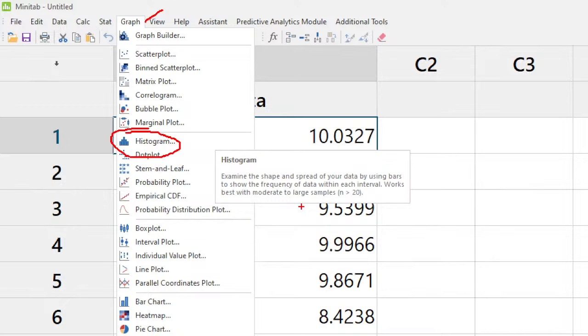And see, with histogram, I can check the shape and spread of your data by using bars to show the frequency of data within each interval. It works best with moderate to large samples, meaning at least 20. With histogram, I can also see location. I can see shape, spread, and location. Yeah? But here, the most important thing for us to check is shape. Yeah, it's definitely shape.